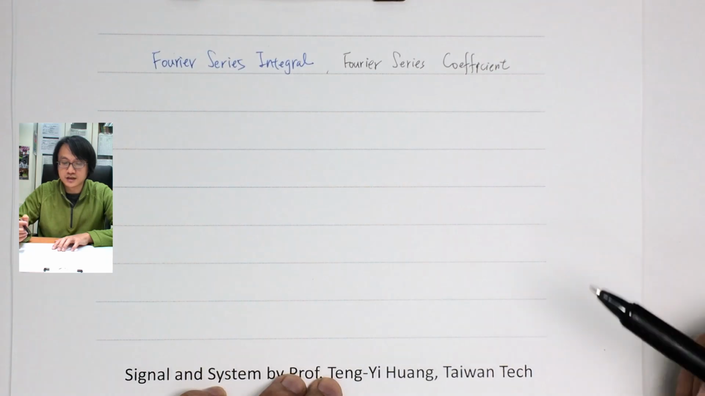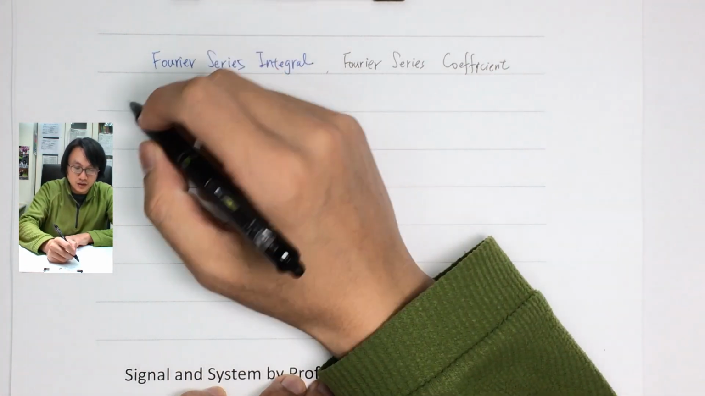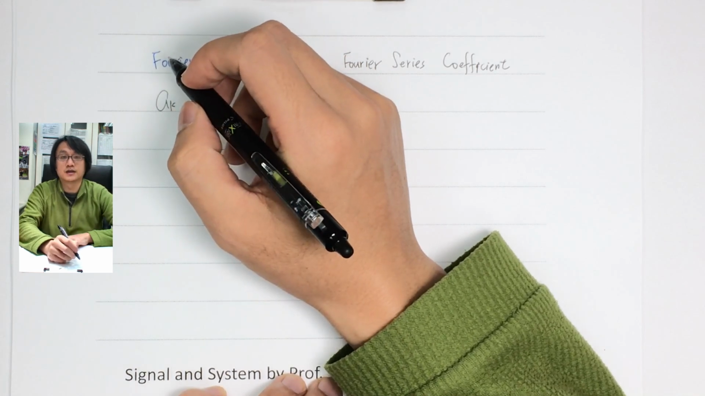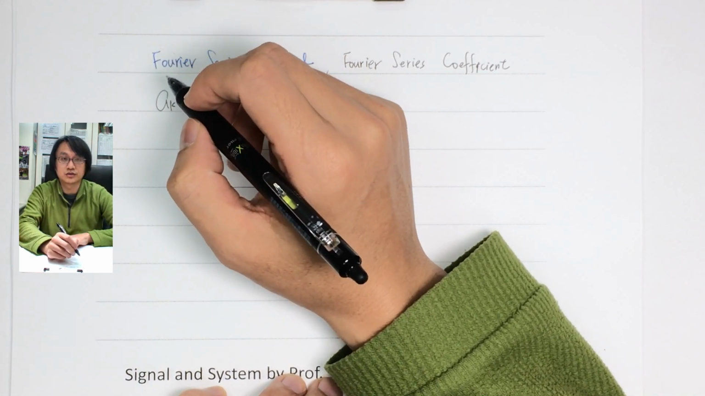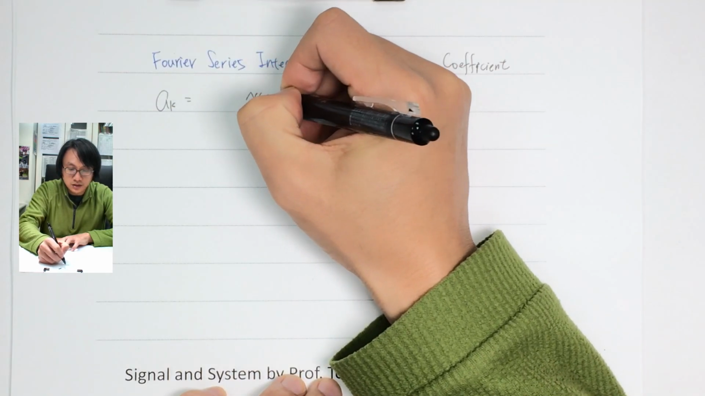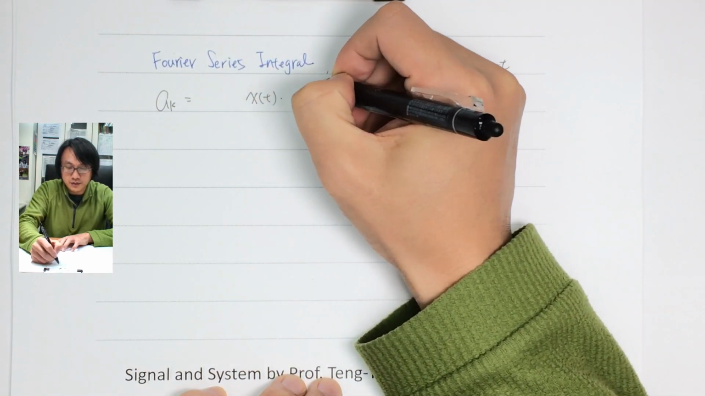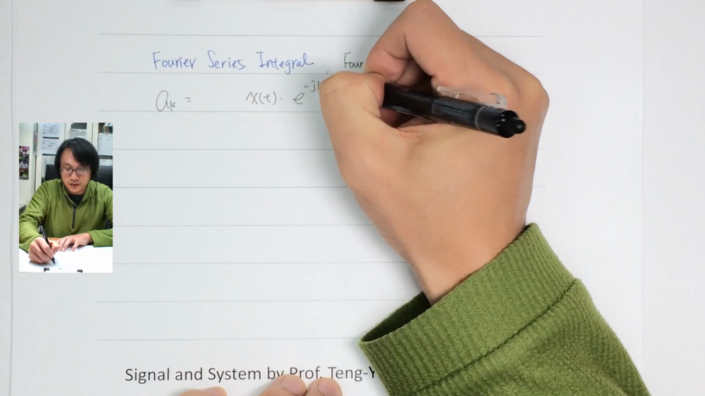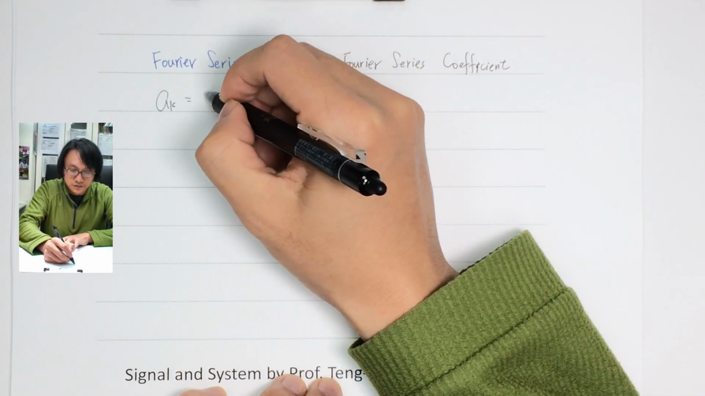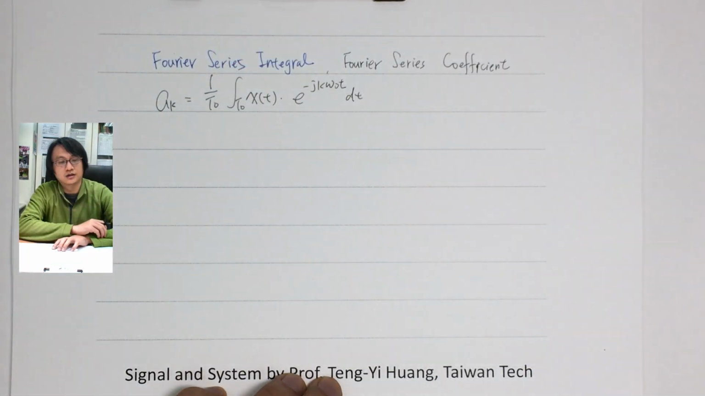Fourier series coefficients. The formula goes like this. To compute the coefficient at the kth harmonic, you take the signal, multiply by the negative kth harmonic, integrate over one period, and divide by the period. This integral formula is Fourier series analysis.